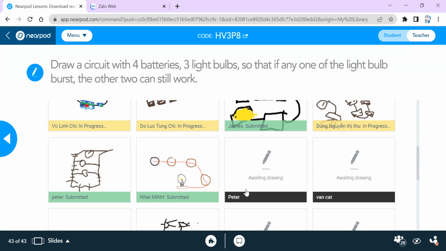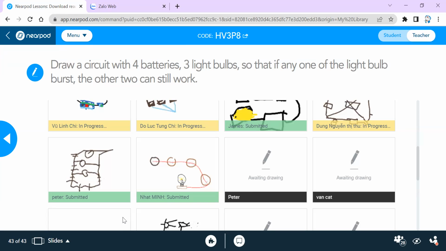Today's lesson is more about recapping what we learned in the past, as well as how you draw a circuit, or how you propose a circuit when somebody gives you a requirement. Like in this case, I give you a requirement: 4 batteries, 3 light bulbs. 1 light bulb spoiled, the other 2 can still work. So you are the architect now. You must propose a solution.